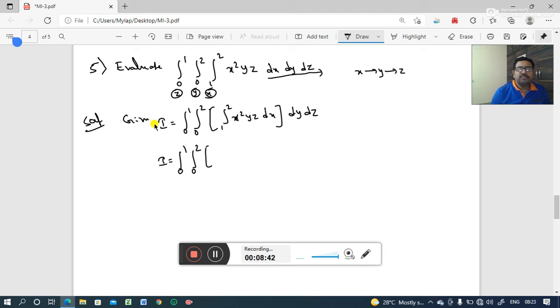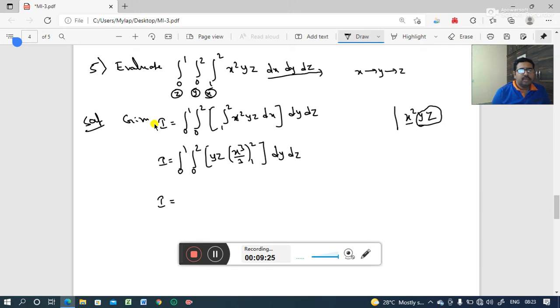Then this function, if you integrate with respect to x, the remaining variables you are treating as a constant. Here the function is x square yz. Here yz you are treating as a constant, you are going to integrate only with respect to x. Okay, therefore yz is constant, you write it at one place. Then x square integration gives x cube by 3. For x cube by 3 you are going to use the limits 1 and 2. Okay, close the bracket, into dy into dz.